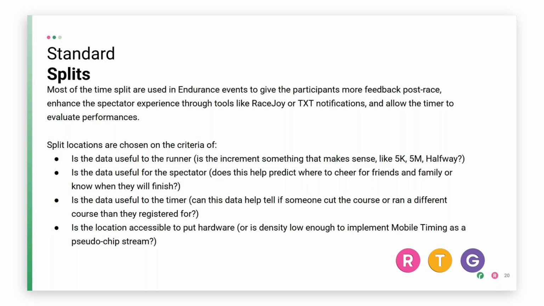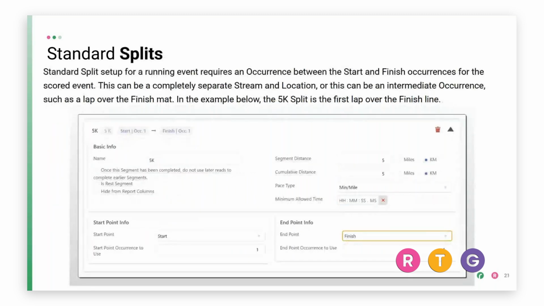So those are some things to look at for choosing where to put these splits and locations. They may also be dictated by the event organizers themselves. So, standard split setups for a running event, for example. This requires an occurrence between the start and the finish of the scored event. This can be a completely separate stream and location, or this can be an intermediate occurrence.